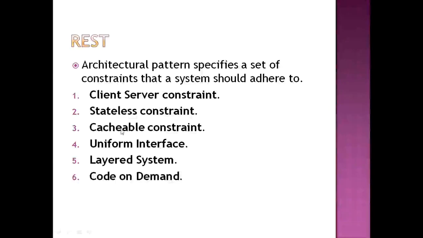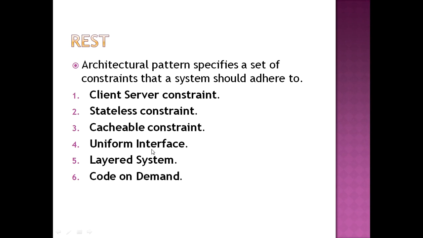Next is the cacheable constraint. Some data provided by the server, like the list of products or the list of departments in a company, does not change that often. This constraint says to let the client know how long this data is good for, so that the client does not have to come back to the server for that particular data over and over again.